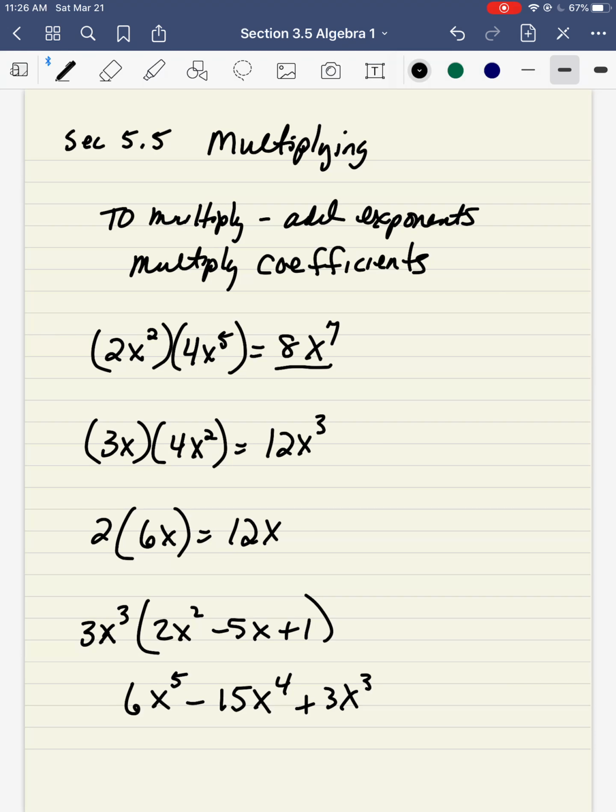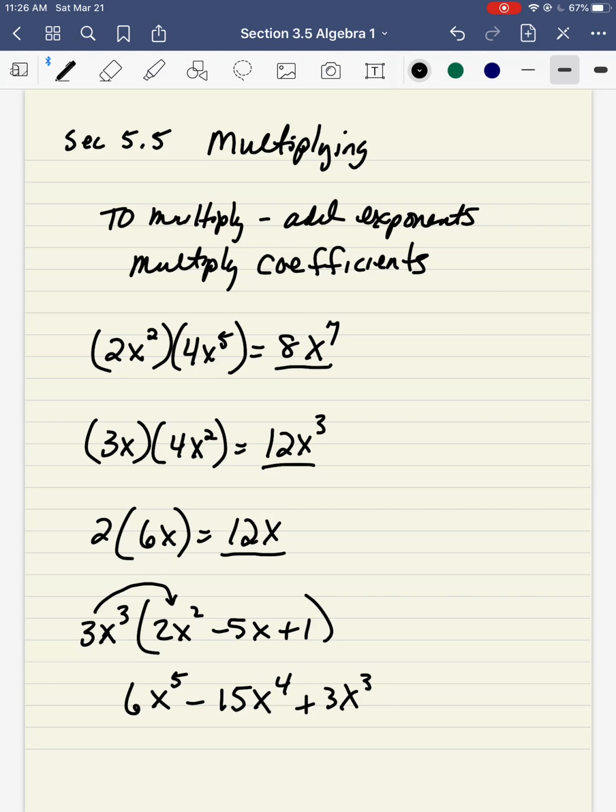So 8x to the 7th. 3x times 4x squared. Again, this is not adding, so you can combine these because you're multiplying. So 3 times 4 is 12. This is x to the first times x to the second, so it's 2 plus 1, so I get x to the third. So 12x to the third. If I just have a number out in the front times 6x, it's basically 2 times 6 to get the 12, and the x carries through.